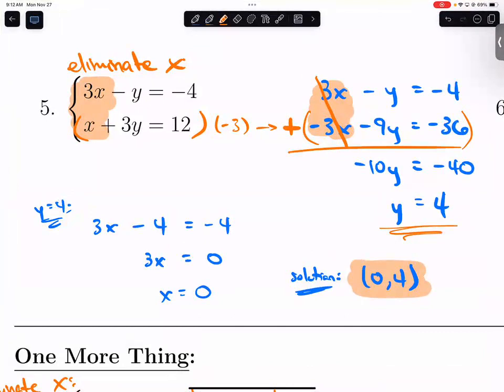Yes. Okay. This one, there are a bunch of different ways you could do it, right? That's one way to go about it. You could eliminate y, and you would basically do the opposite thing, right? Multiply the first one by 3, and you can get rid of y. You could solve for this and substitute. You can solve for that and substitute. There are a lot of ways you can go about this one, and they're all going to be about the same amount of work, right? Okay, good.